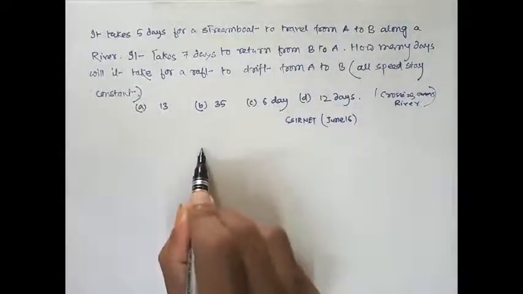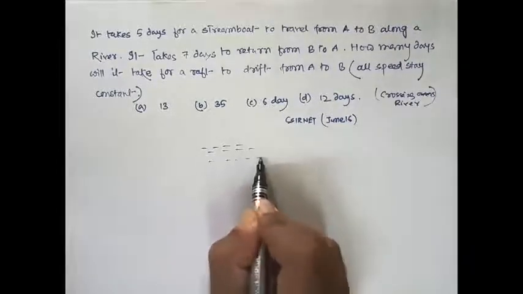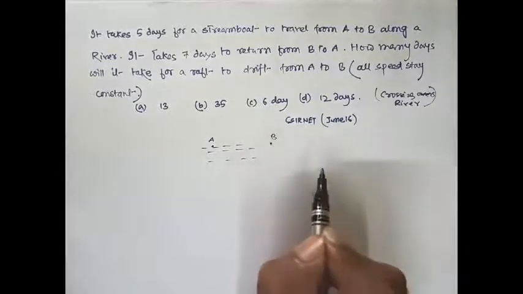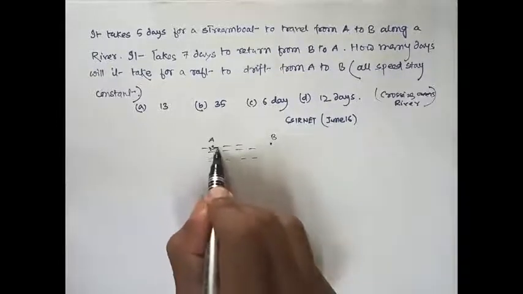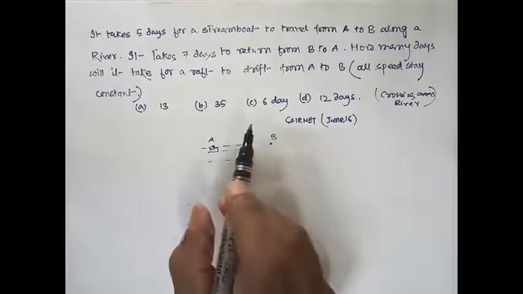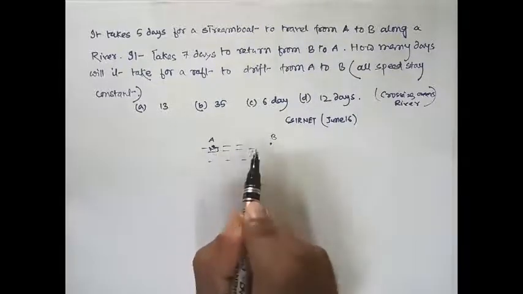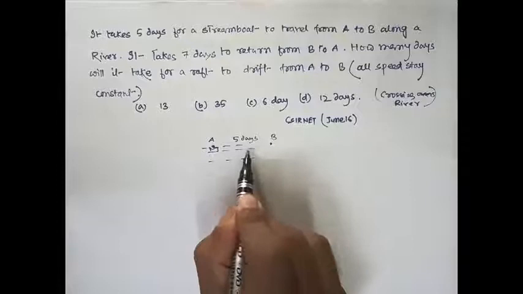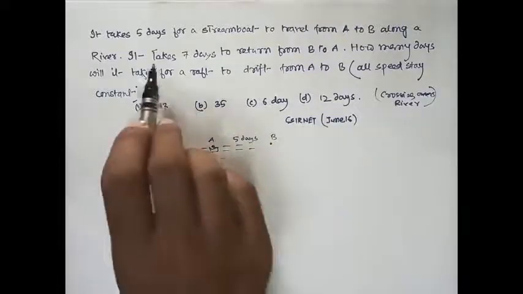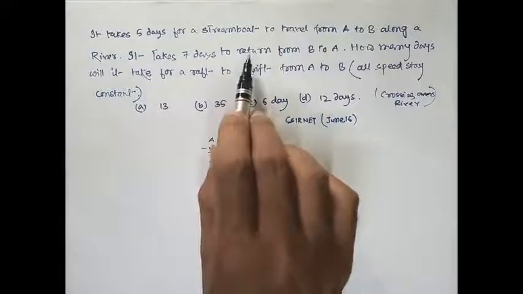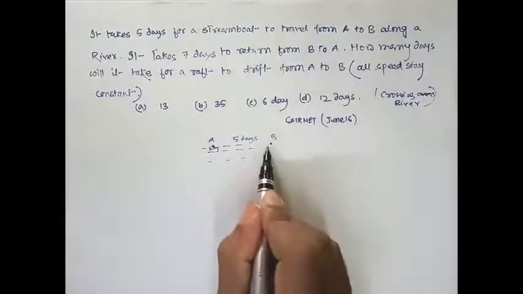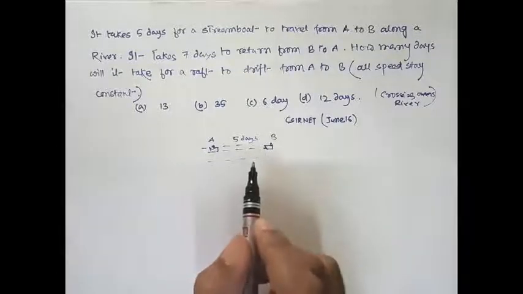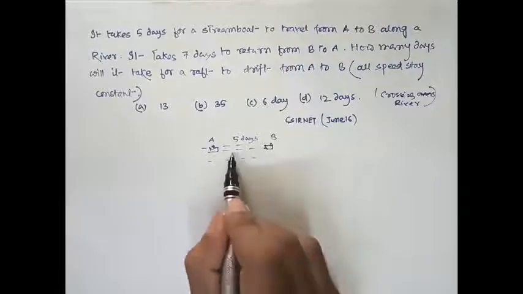Suppose there is a river with two points A and B. For a boat to go from A to B, it takes 5 days when it goes along the river, that is along the downstream flow. And it is also said that it takes 7 days to return from B to A. When the boat comes from B to A, against the river flow, it takes 7 days.